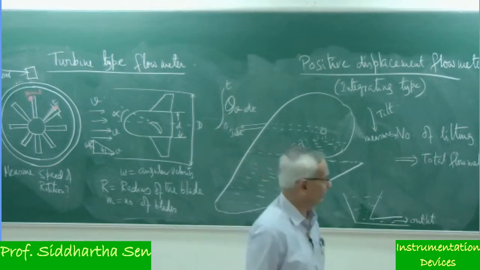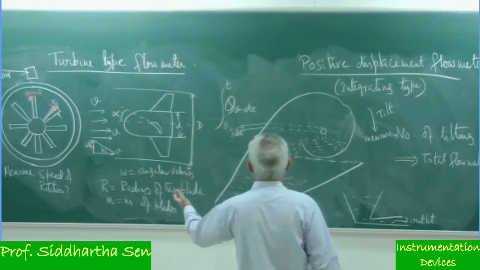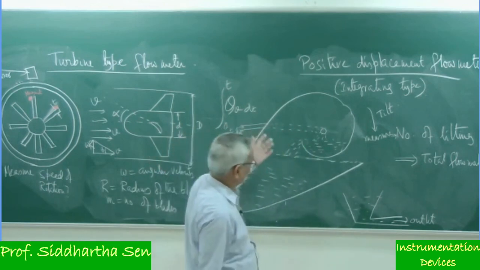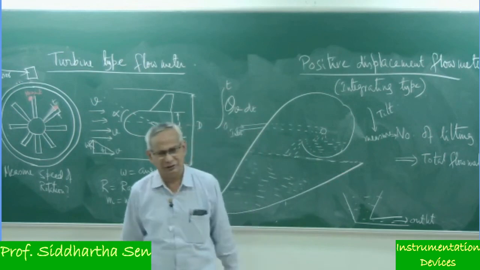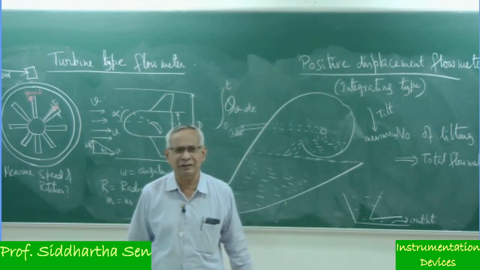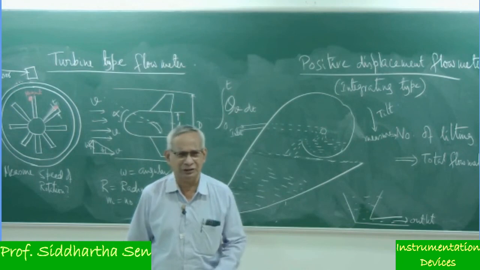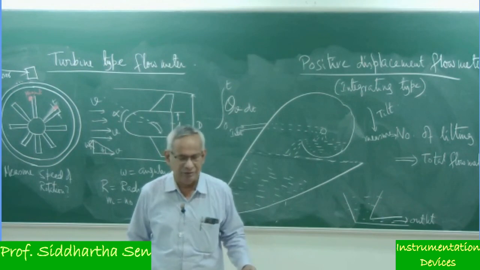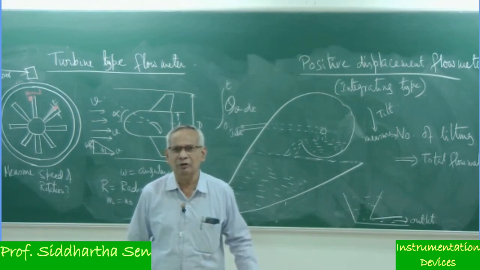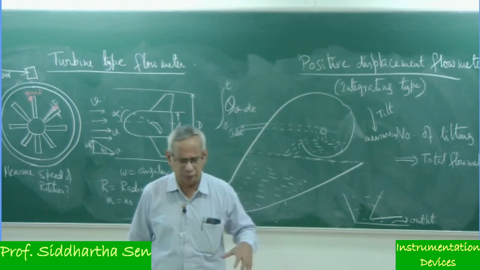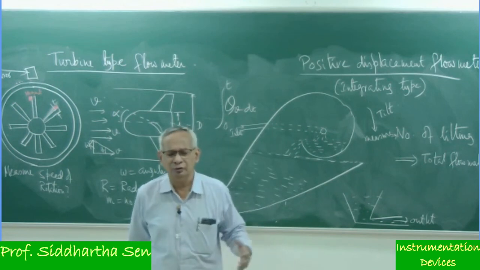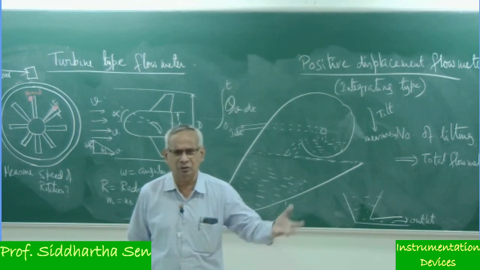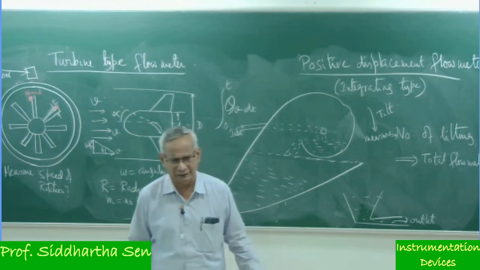And tilts you can measure by any optical method or magnetic method, and this way you can measure the tilt. So it's very interesting, and at the same time a simple type of construction, which is called a positive displacement flow meter. It is basically used to measure the total volumetric flow, which is the total amount of liquid you are using or consuming, water or petrol or the like.